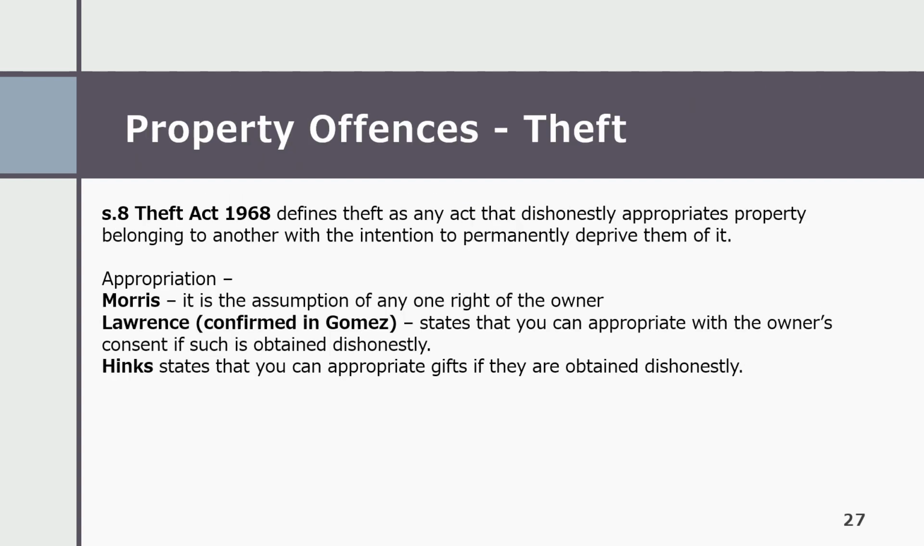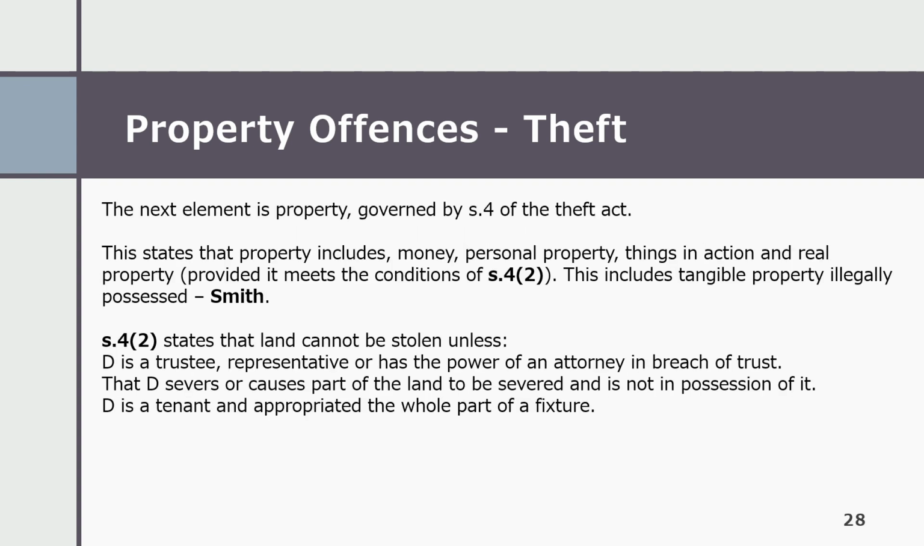So, now to property offences. Theft, we're halfway there. Section 1 of the Theft Act 1968 defines theft as any act that dishonestly appropriates property belonging to another with the intention of permanently depriving them of it. So the first element is appropriation. Morris states that it is the appropriation of any one right of the owner. Lawrence, confirmed in Gomez, states that you can appropriate with the owner's consent if such is obtained dishonestly. Hinks states that you can appropriate gifts if they are obtained dishonestly. So it revolves around the concept of dishonesty.